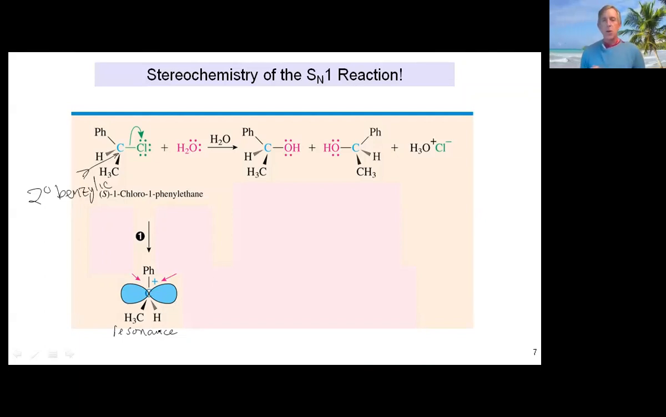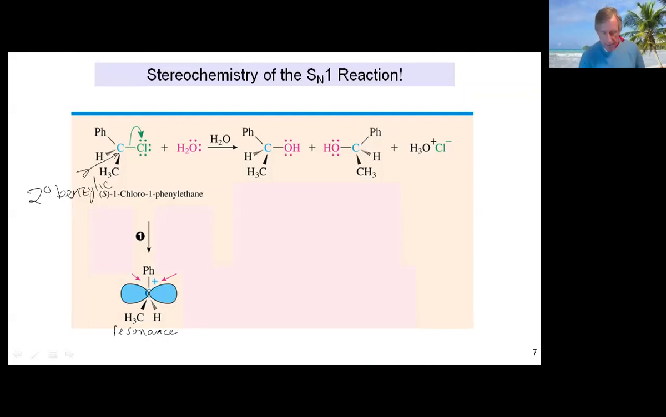Okay, so I could get resonance stabilization of this carbocation, but I could also get hyperconjugation. And so it's really a very stable secondary carbocation. The issue now when you see this, in this slide here, I want to emphasize the stereochemistry and the planarity of that intermediate, that carbocation intermediate.